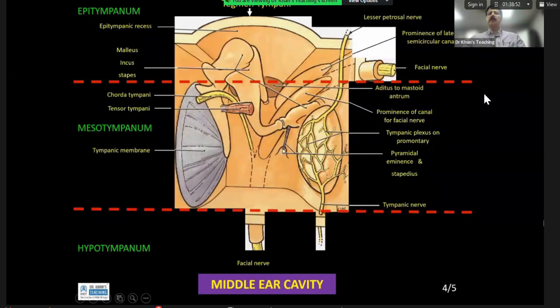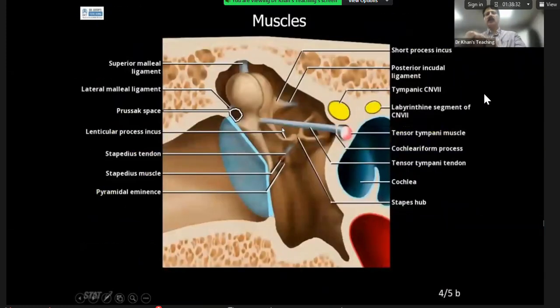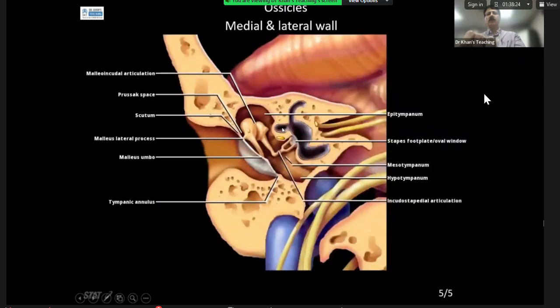And this pyramidal eminence can be seen on axial CT scan. Remember, the descending facial nerve will be next to it. This portion here, which is medial to the pyramidal eminence, is known as sinus tympani. And I will show you on a CT scan. So this is the main concept to remember.